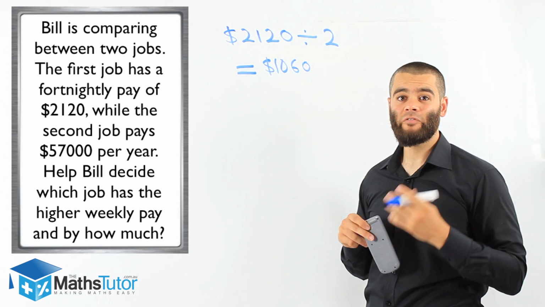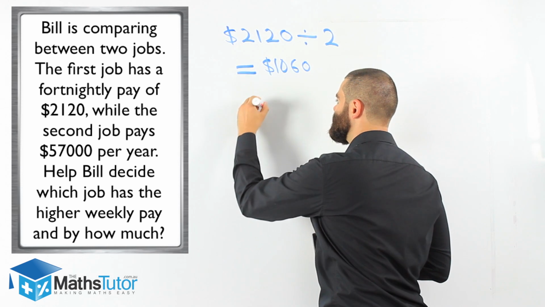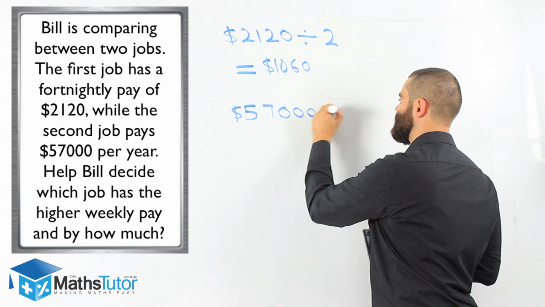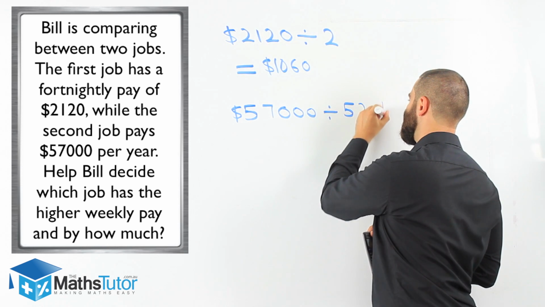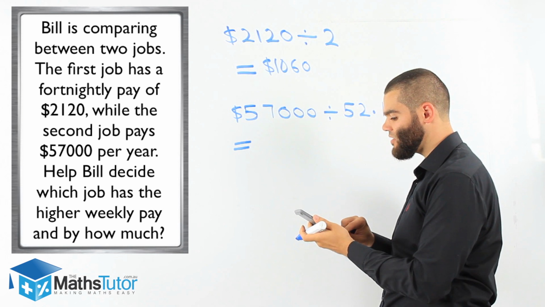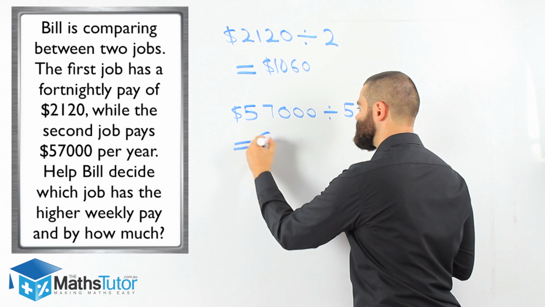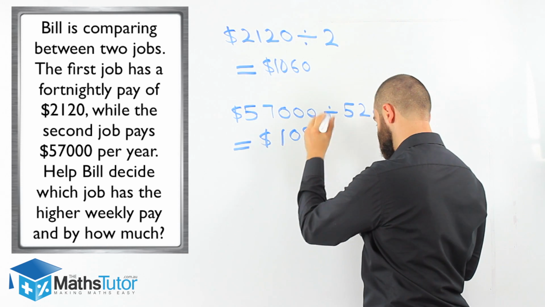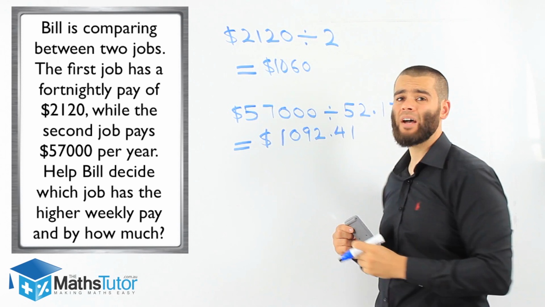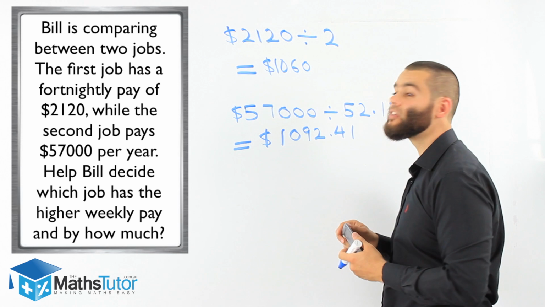What about the second one? $57,000. It's very similar to the example we did earlier on. So 57,000, that's the yearly. We want to know weekly. Divide by 52.178. Do it with me. 57,000 divided by 52.178 is $1,092.41. So the weekly wage for job number one is $1,060, while job number two is offering $1,092 per week.